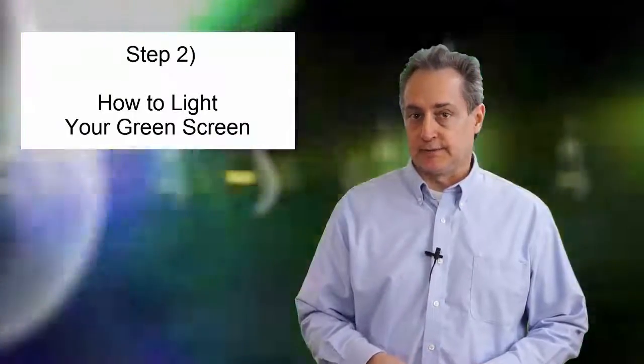Step number 2, how to light your green screen. Good lighting is essential to good green screen video, but you don't need to go nuts. See these lights back here? They're 4 clamp-on lights that I bought at Home Depot for around $10 each. And inside, I happen to have some daylight balanced LED bulbs. But you don't have to use those. You can always go with some cheaper, compact fluorescent daylight balanced bulbs. And I'm getting a pretty good key here.